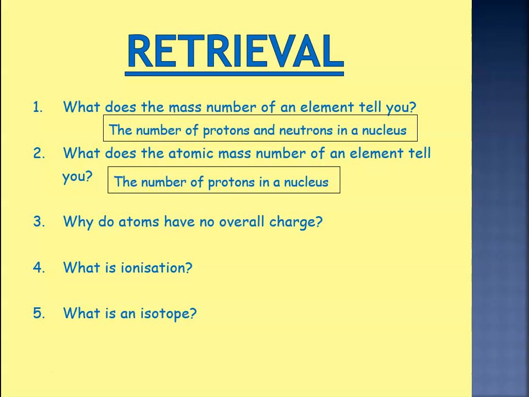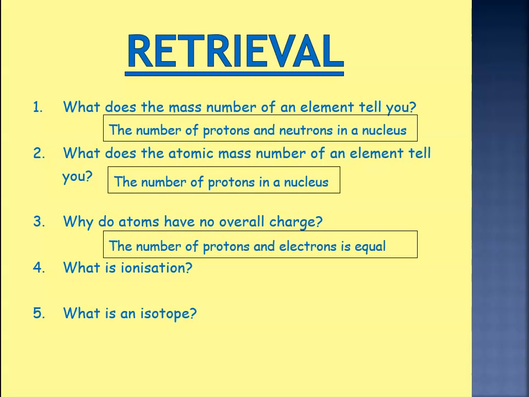Why do atoms have no overall charge? Well, we know protons are positively charged. We know electrons are negatively charged. To cancel each other out, we have to have the number of protons and electrons as equal. So 5 protons, 5 electrons, overall, no overall charge.